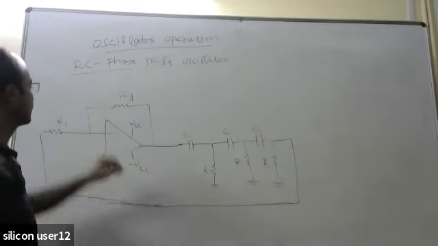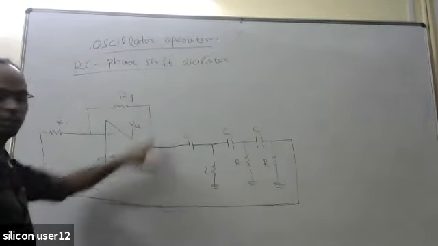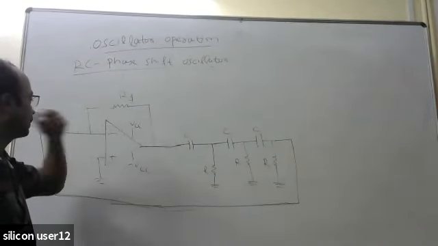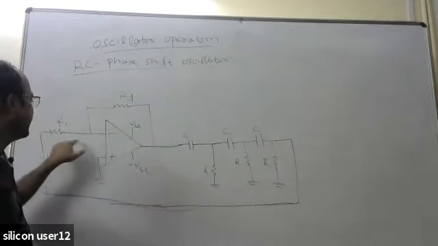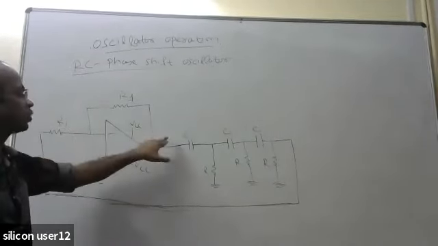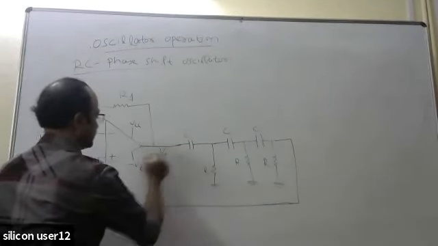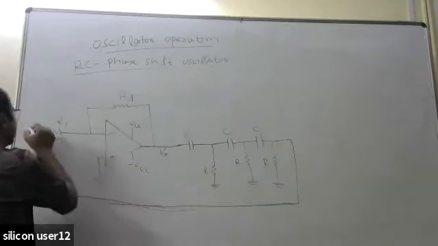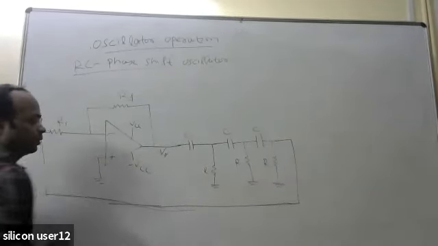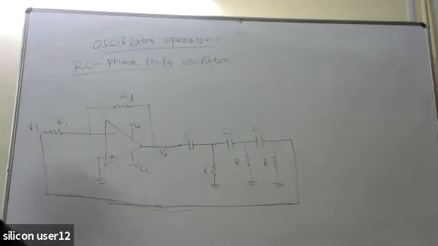So what you're finding out is that here we have an inverting configuration. What does this inverting configuration do? It makes a 180-degree phase shift. Let's say here it is Vi, and the output we are getting here is V0. So V0 is 180-degree phase shifted compared to Vi.